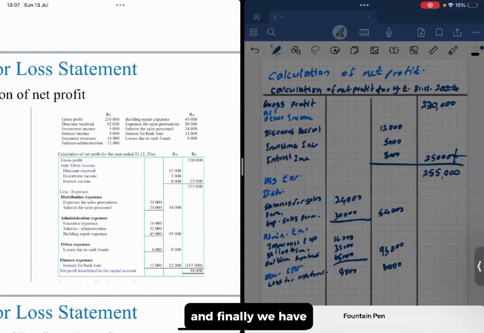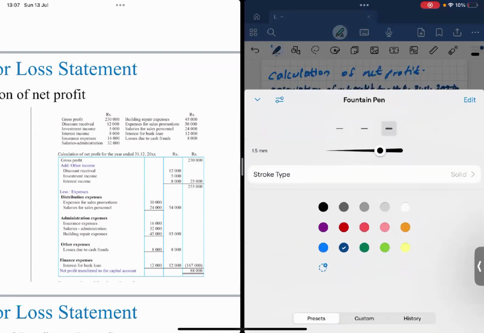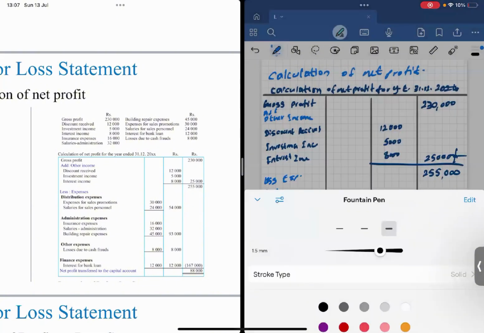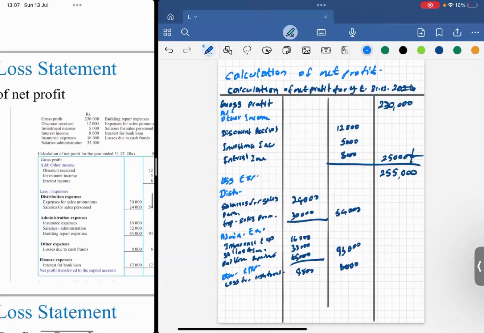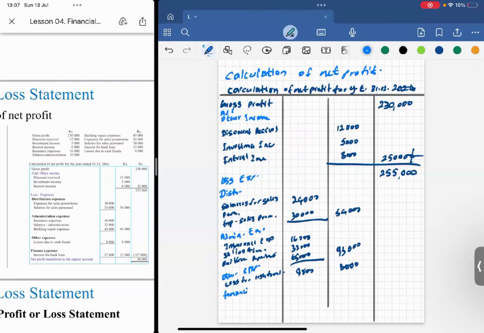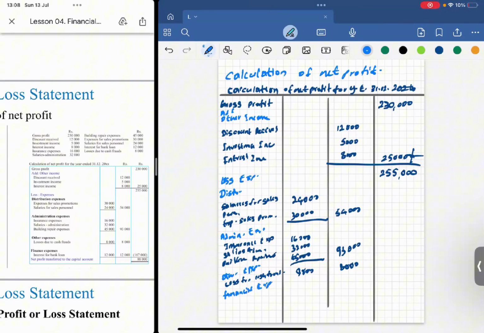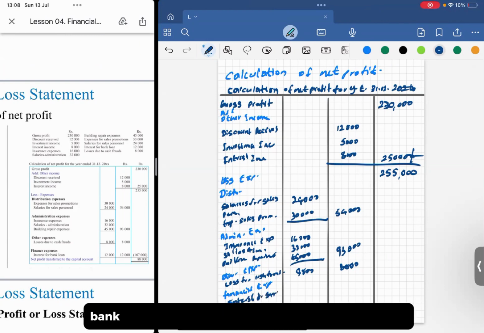And finally, we have financial expenses. Now there we have interest for bank loan, which is 12,000.